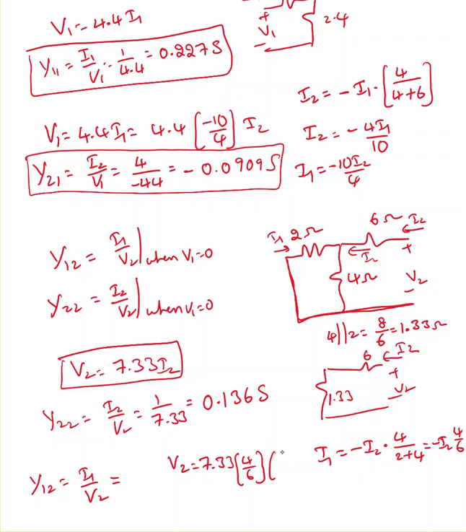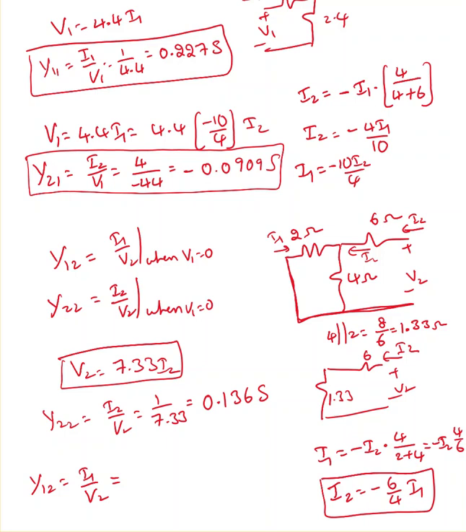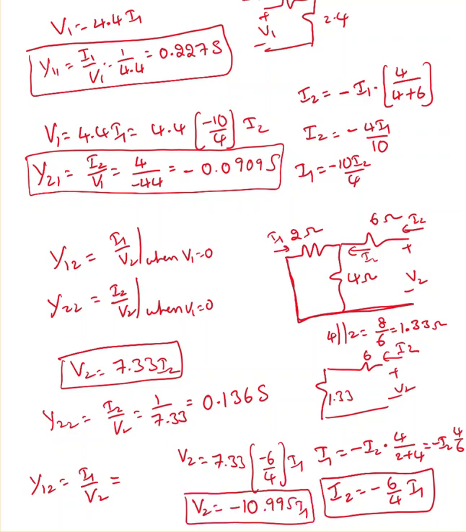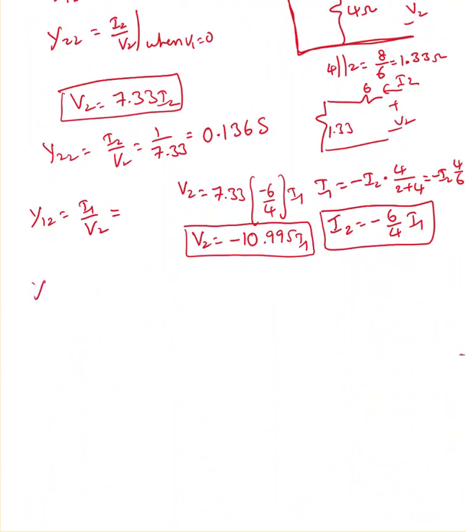okay, so it looks like I made a small error here. Let me replace this. So I need I1, right? So I2 equals minus 6 by 4 times I1. Now I'm going to replace I2 here. So V2 equals 7.33 times minus 6 by 4 I1. So V2 equals minus 10.995 I1. If I substitute those quantities here, I'll end up with Y12 equal to I1 over V2, which is negative 1 over 10.995. That value is minus 0.00909 Siemens.